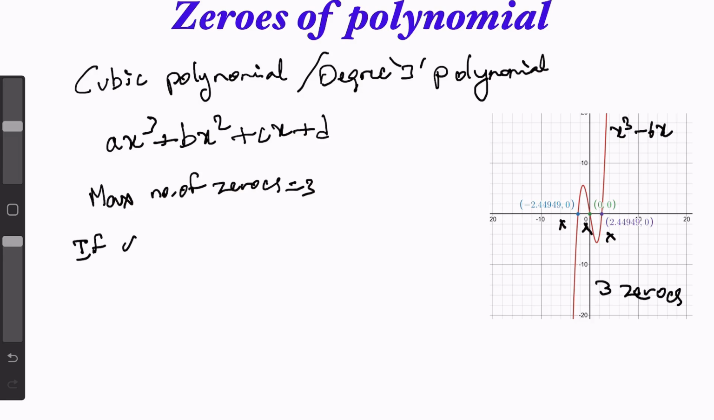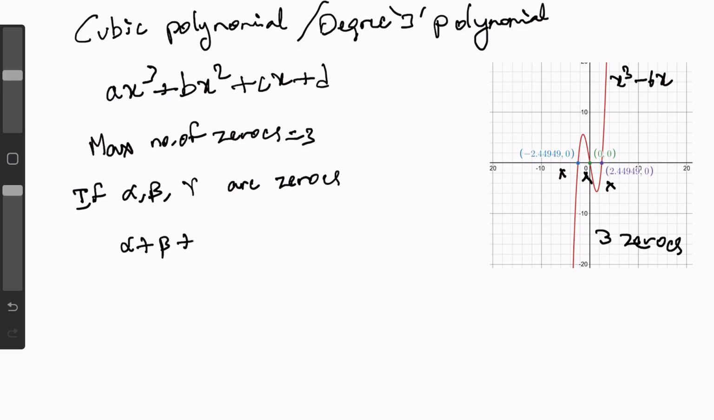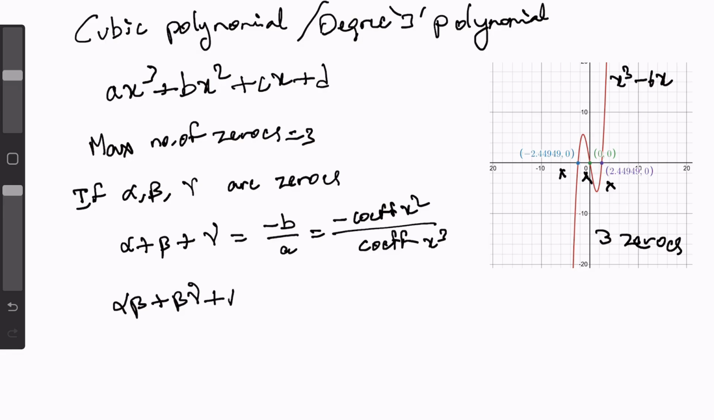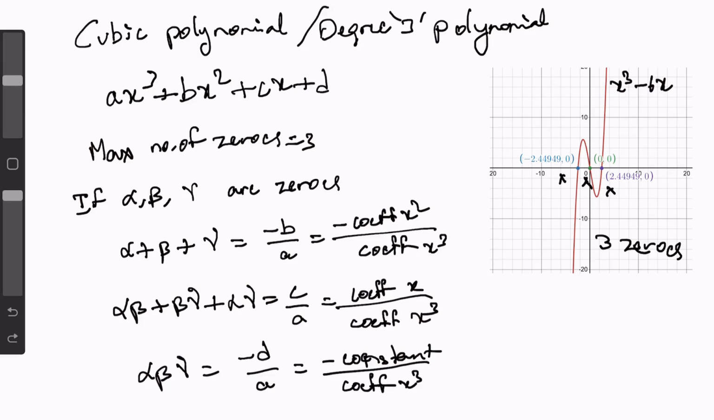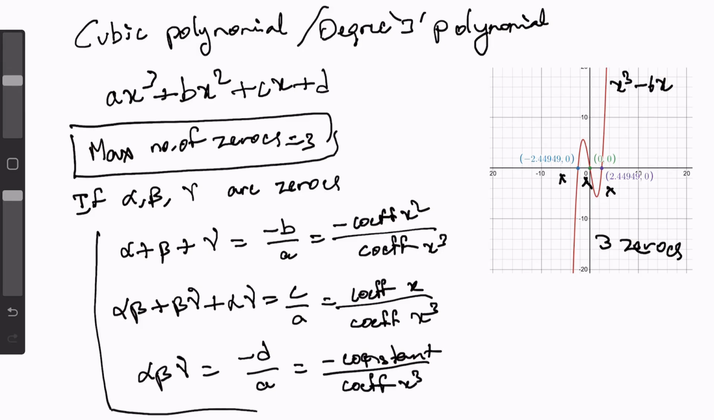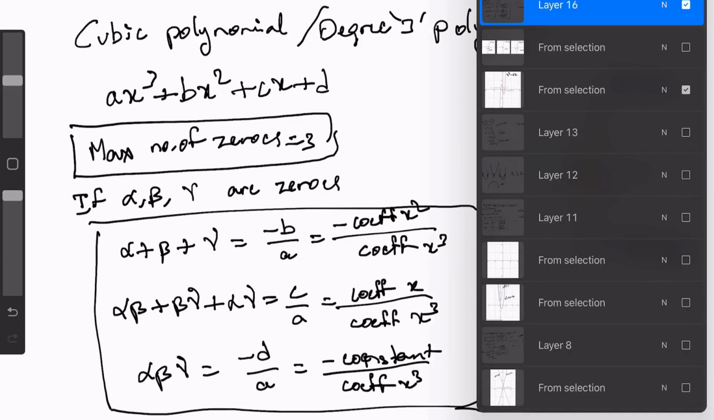If alpha, beta, and gamma are the zeros of the cubic polynomial, then the relationships are: alpha plus beta plus gamma equals minus b by a, that is minus coefficient of x square by coefficient of x cube. Alpha beta plus beta gamma plus alpha gamma equals c by a, that is coefficient of x by coefficient of x cube. Alpha beta gamma equals minus d by a, that is minus constant by coefficient of x cube. You can see the pattern here: minus b by a, c by a, and minus d by a. Remember these are very important for cubic polynomials.